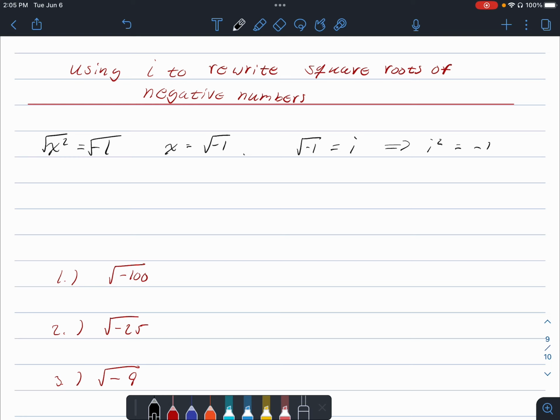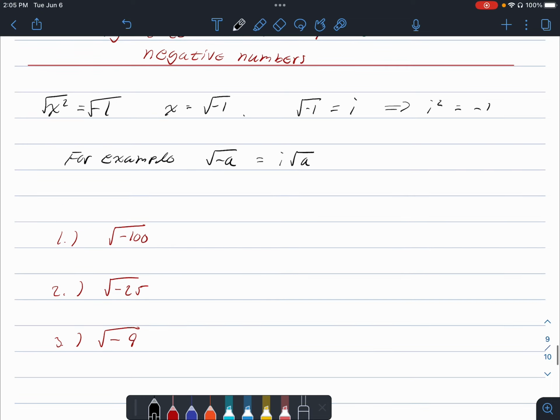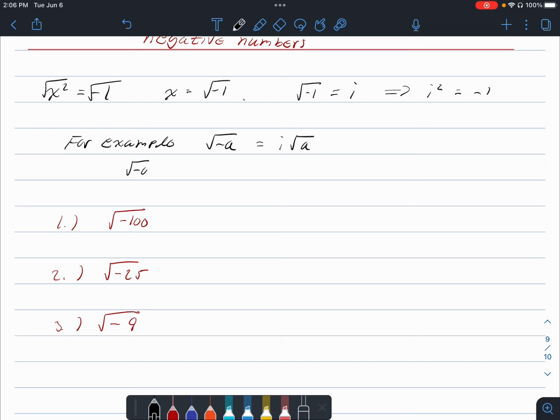And so how we would do this is, let's say we want to rewrite the square root of -a, where a is some real number. The square root of -a, we would just write this as i times the square root of a. You can think of this as follows. You can really think of this as the square root of -a is equal to the square root of -1 times the square root of a, which is just i times the square root of a. So that's sort of where that comes from.